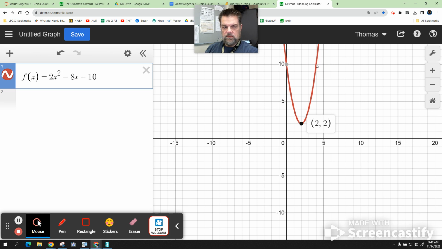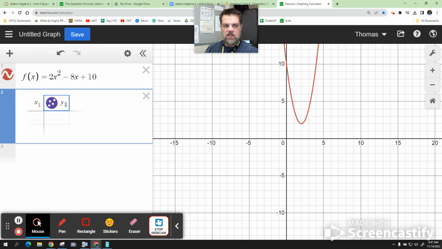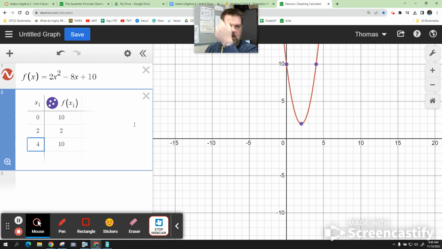Okay? So remember that if we insert our table of values, and I change this to f of x1, you guys remember that? That was last week. I think when x equals 0, f of x equals 10. It does. I think that when x equals 2, f of x equals 2. I think that when x equals, what do you think this number is? 4? 4, y equals 10.